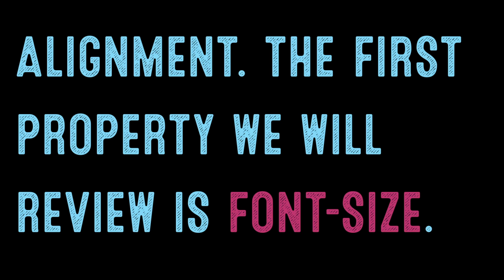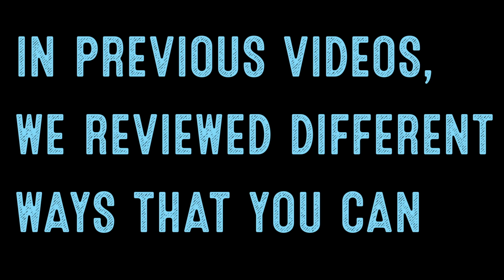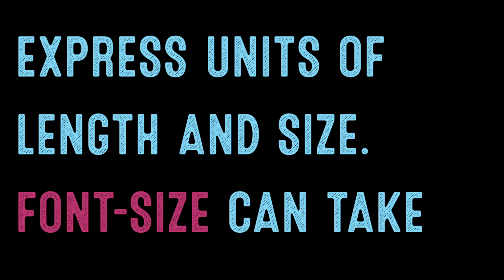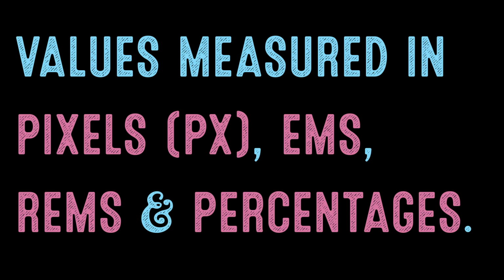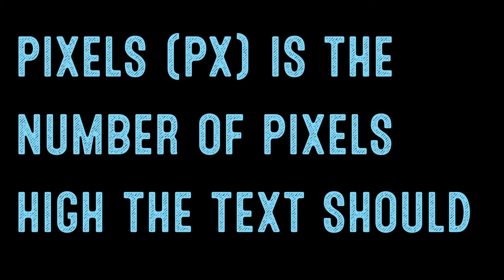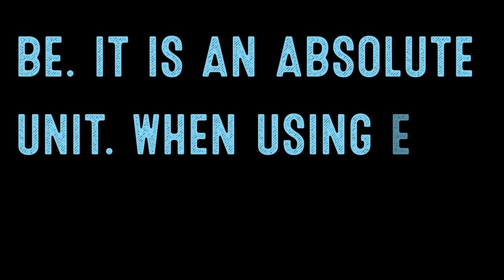The first property we will review is font size. In previous videos, we reviewed different ways that you can express units of length and size. Font size can take values measured in pixels, ems, rems, and percentages. Pixels is the number of pixels high the text should be. It is an absolute unit.